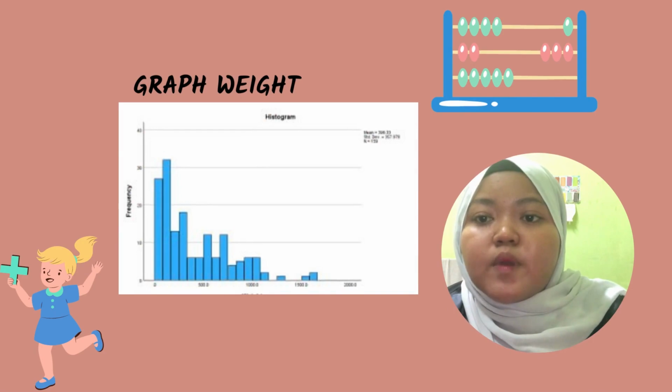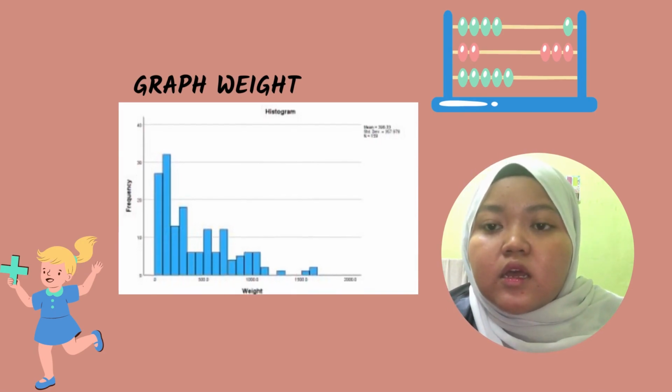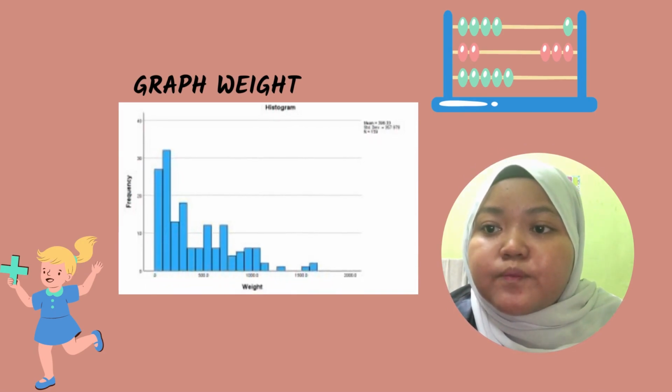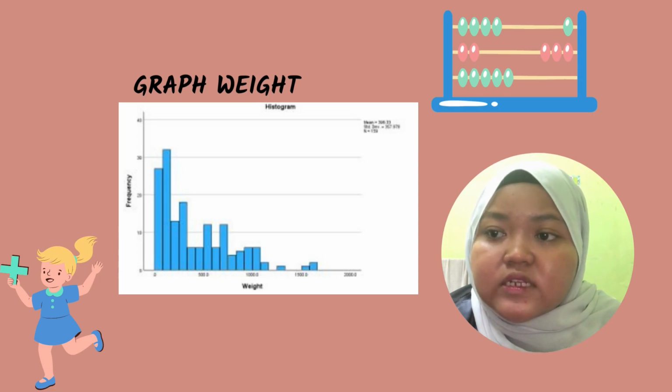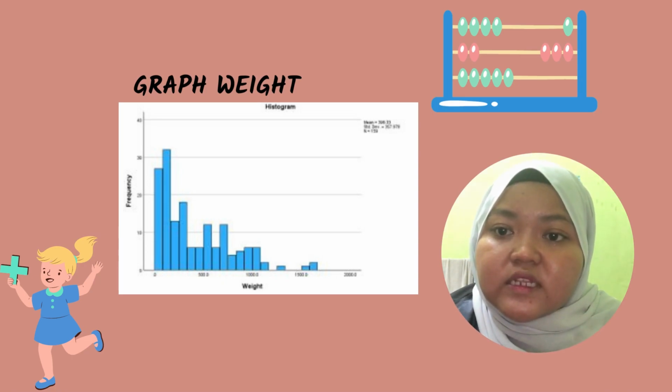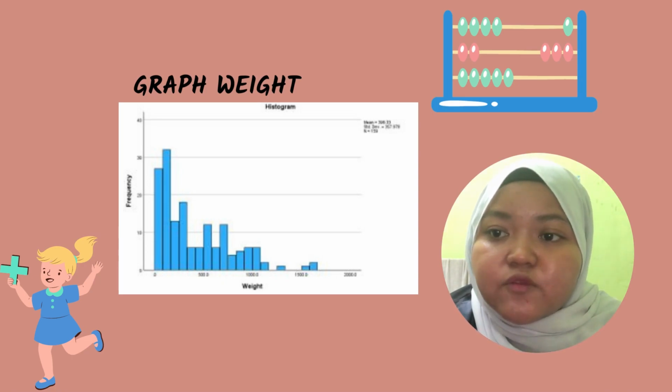Second, I want to talk about the histogram of the weight, based on the previous graph using SPSS. The highest frequency in the SPSS created histogram graph is greater than 30, while the second highest frequency is greater than 20, and the smallest frequency is under 10.